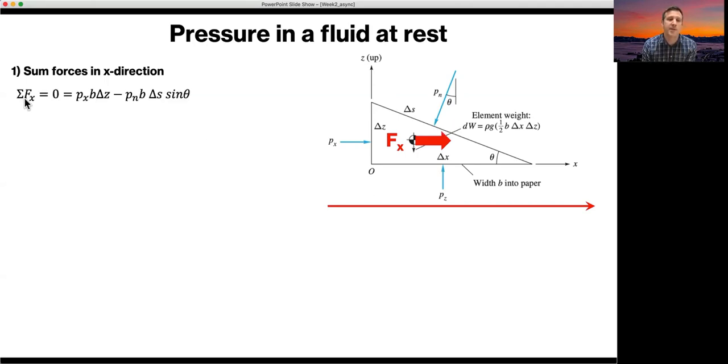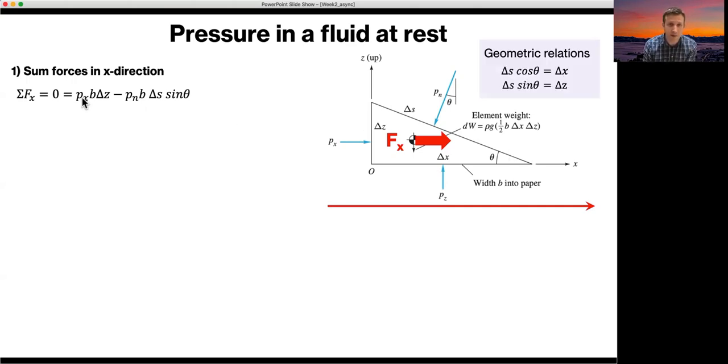So the sum of the forces in the x direction is equal to zero because it's not accelerating. And then it's equal to the pressure times the area. So Px times this area, delta Z times B in the span direction, minus Pn sine theta, times B in the span direction, and times the area delta S.